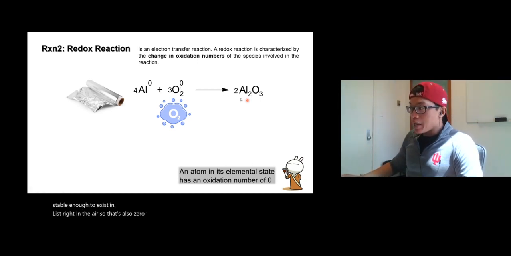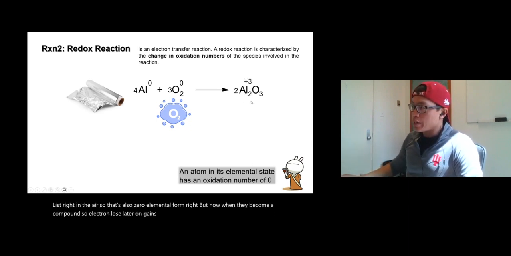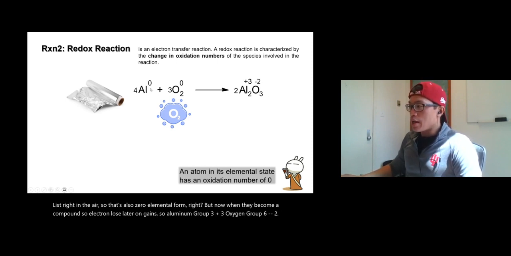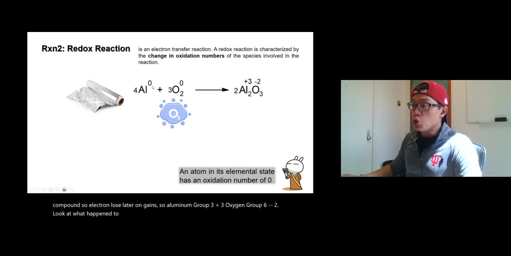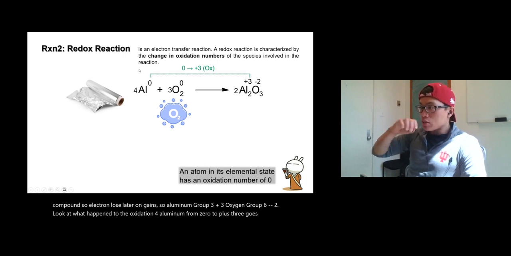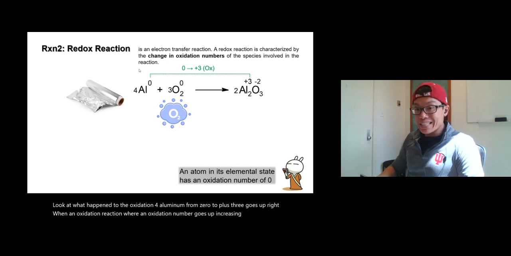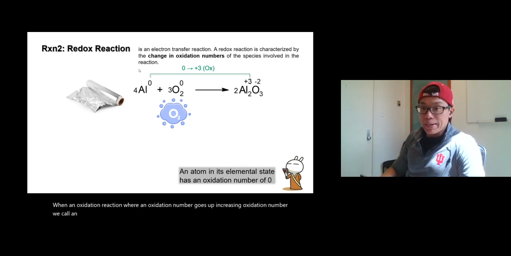So that's also 0, the elemental form. But now when they become a compound, electrons are lost and gained, so aluminum, group 3, is +3, and oxygen, group 6, is -2. Now look at what happened to the oxidation number. For aluminum, from 0 to +3, it goes up. A reaction where an oxidation number goes up, an increase in oxidation number, we call an oxidation reaction, just by its name.